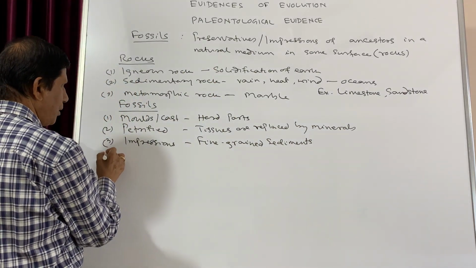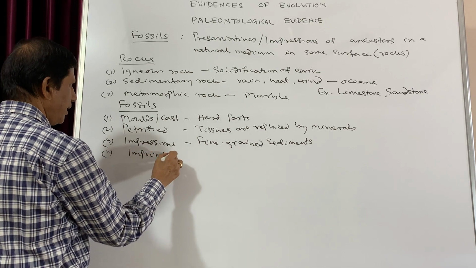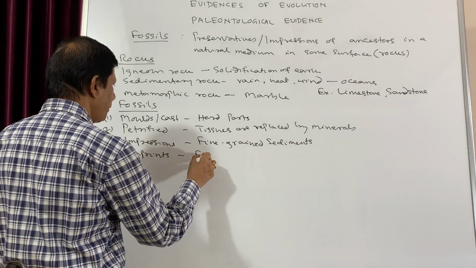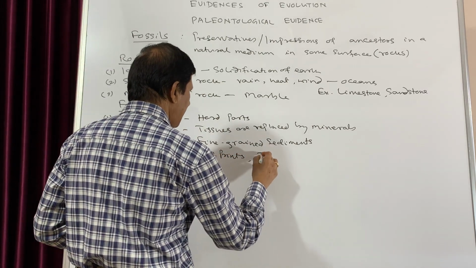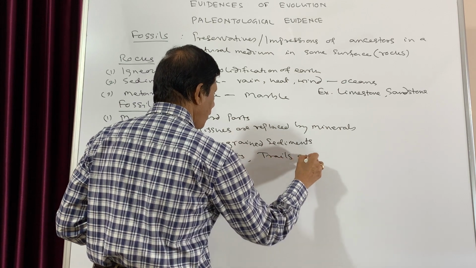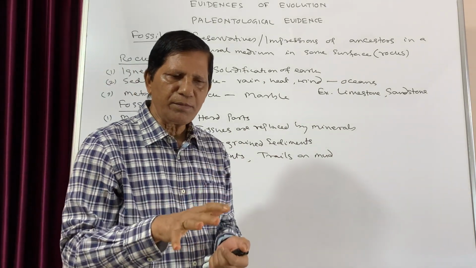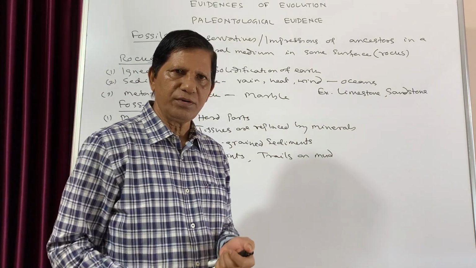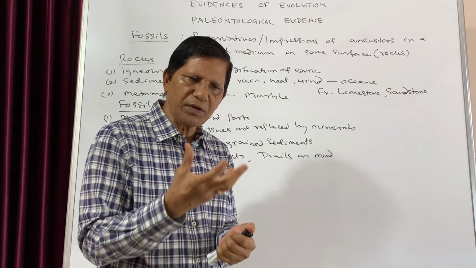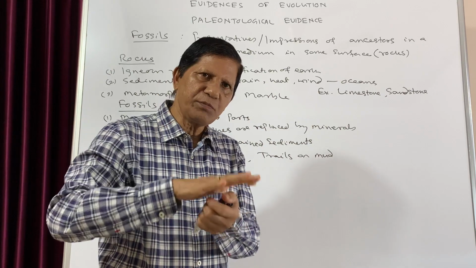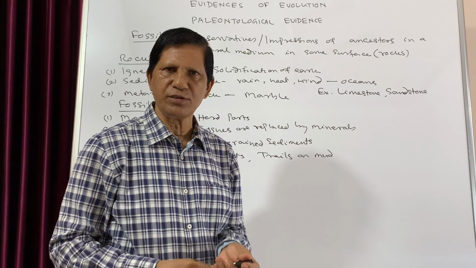And the fourth one is imprints. Now imprints are usually mostly the footprints or trails on mud. That means suppose some animals walked in mud. So those footprints or trails, how that animal has walked, from that print is preserved in the form of fossil. So from that we can study what type of organism it was.